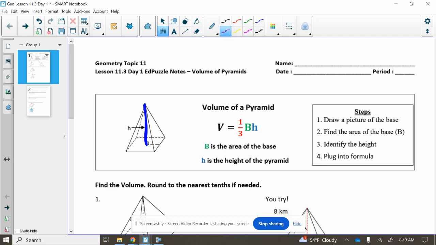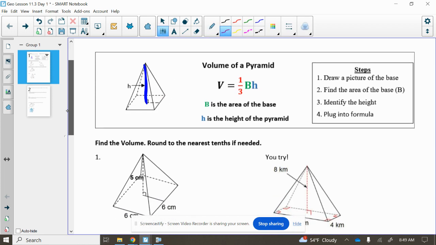That sometimes might get confused with what we call the slant height, which goes down our triangular face. This is known as the slant height. That's the L. For the area, we don't want the slant height. We want that vertical height. And we'll talk about that as we get into the lesson.